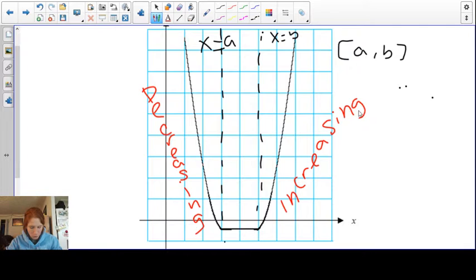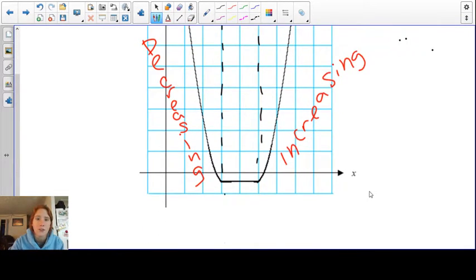So this little part here in the middle, nothing's going on, so we are used to saying this is constant, or it stays the same.